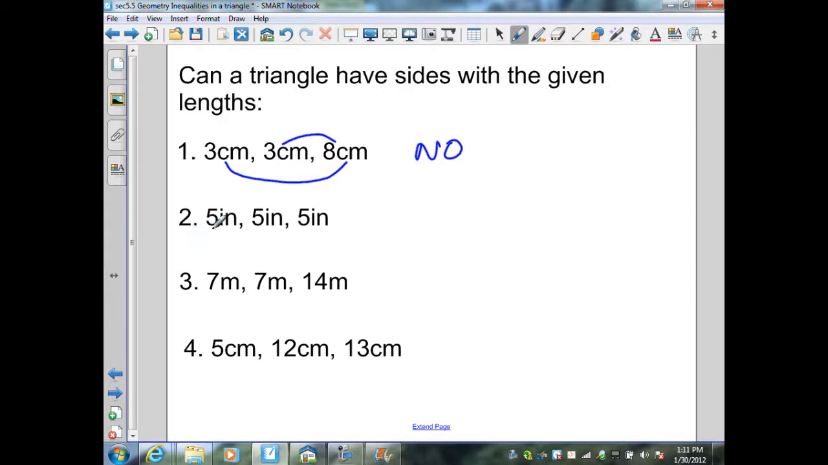On example 2, I have segments that are all equal, 5 inches. 5 plus 5 is 10, which is greater than the third segment. If we follow that with the next two segments, I'm going to end up with the same thing. Any two segments, when added together, will always be greater than the third segment in this set. So therefore, yes, these three segments could form a triangle.